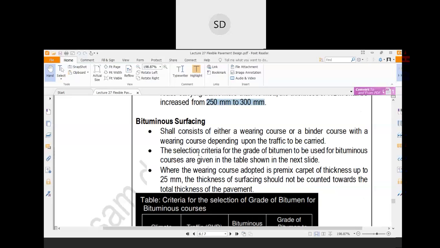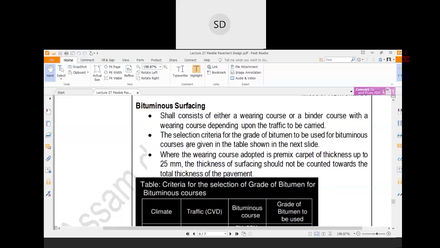So after that, our main course, that is bituminous surfacing course. The bituminous surfacing course shall consist of either a wearing course or a binder course with a wearing course depending upon the traffic to be carried. So there are different layers of the bituminous surfacing course. It is categorized as wearing course, and beneath this there is a binder course. And the thickness of the wearing course and the binder course will depend on the traffic conditions and the rainfall conditions over that area.